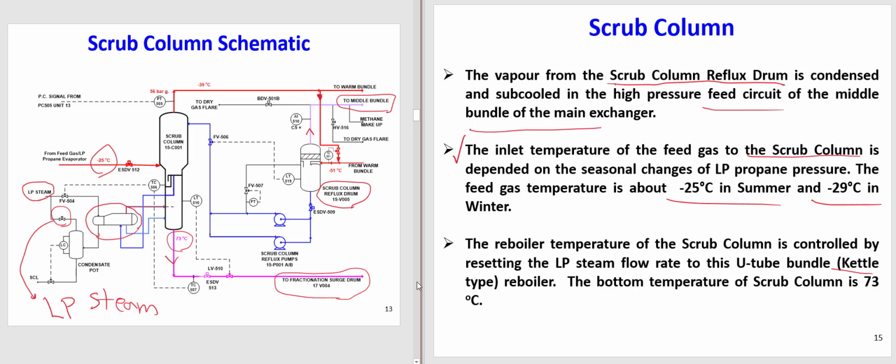the scrubber, which is 73. So this is the low pressure steam. We have two valves here for this low pressure steam that is going to the scrubber. So how can we adjust this valve? It's connected to a thermocouple measurement. We measure the temperature at the bottom of the scrubber. Then if the temperature is high or low, we can adjust this valve and change the flow rate of the steam. In that case, we can adjust the temperature at the bottom of the scrubber, which is usually about 73 degrees C.